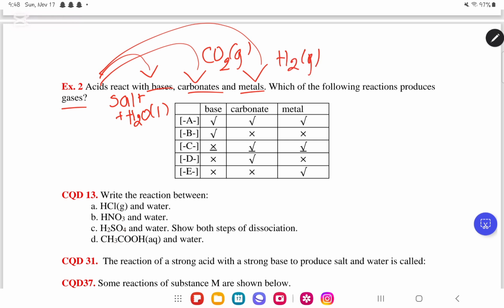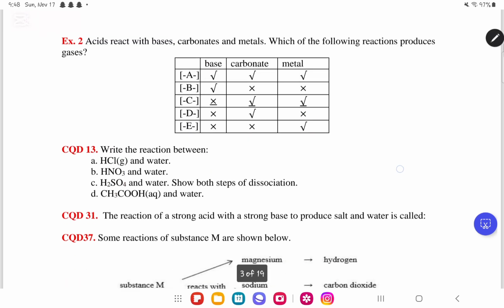So very simply, when acids react with bases, they do not produce a gas. So definitely, it does not produce a gas. It's one of these 3 options. Next, when they react with carbonates, they produce a gas. So now it's limited to these 2 options. And finally, when they react with metals, they also produce a gas. So the correct answer in this case is C.